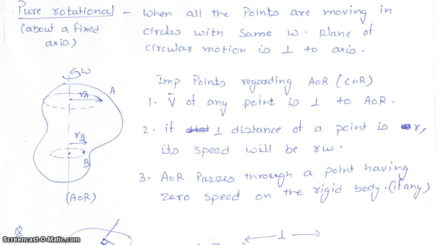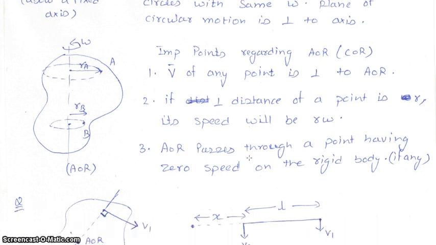And these are a few important things about the axis of rotation or center of rotation. The velocity of any point is perpendicular to the axis of rotation because they are moving in circles centered at the axis. The perpendicular distance of the point is r, the radius of the circle in which it is moving, so its speed will be r omega.